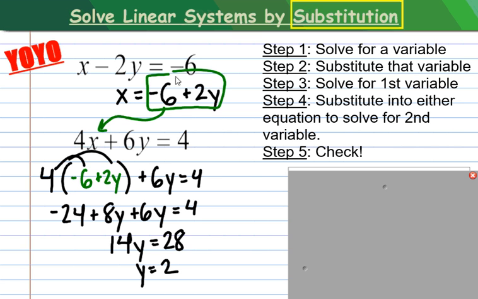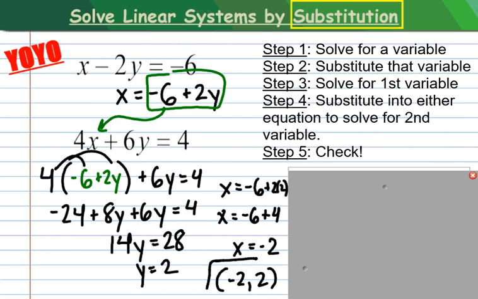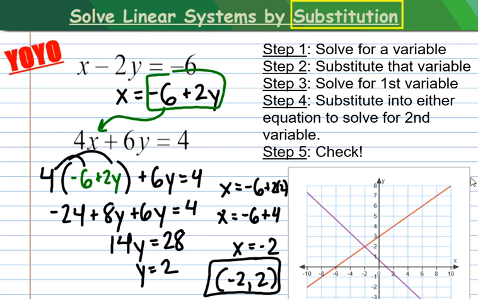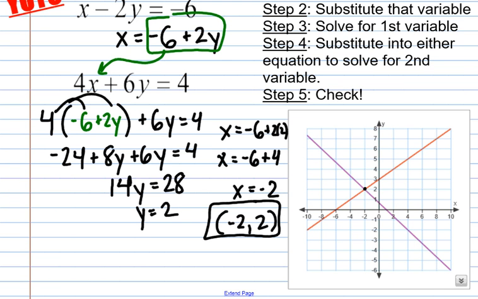If y is equal to 2, I can then plug into the top equation to get x equals negative 6 plus 2 times 2. And that's going to give me negative 6 plus 4. So my x coordinate has to be negative 2. So my point is going to be negative 2, comma 2. If you graph it, you will see that the two lines cross at negative 2, comma 2. So hopefully you got it correct.